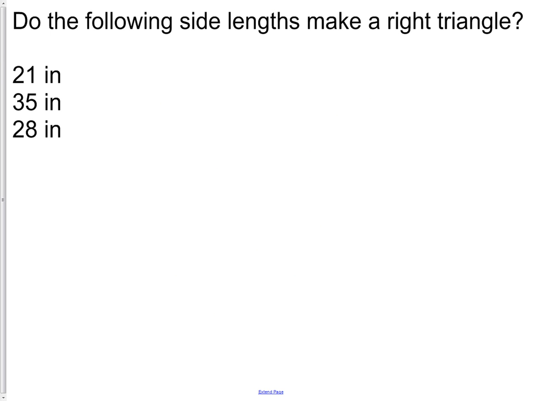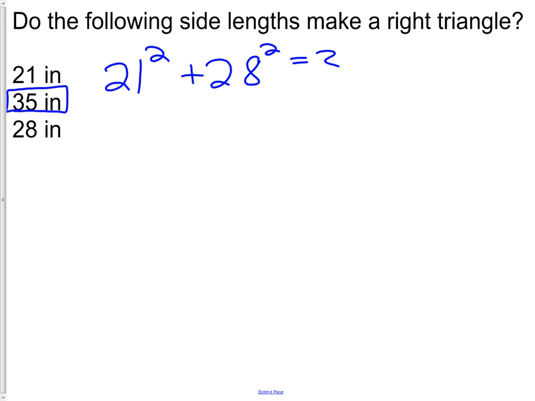Here's a question: do the following lengths make a right triangle? What you need to realize here is we know one important thing of a right triangle, and that is the longest leg, in this case 35, has to be the hypotenuse. The hypotenuse is always the longest leg. So we will do 21 squared plus 28 squared equals 35 squared. Now we need to check this all out to see if indeed it works. 21 squared is 441. 28 squared is 784.